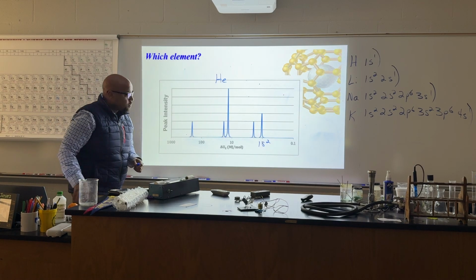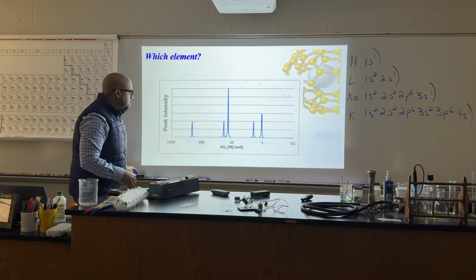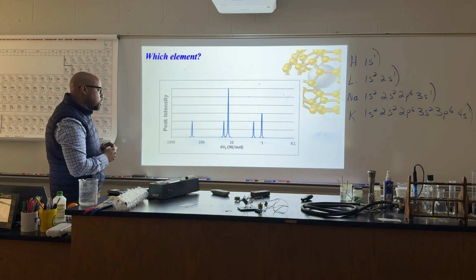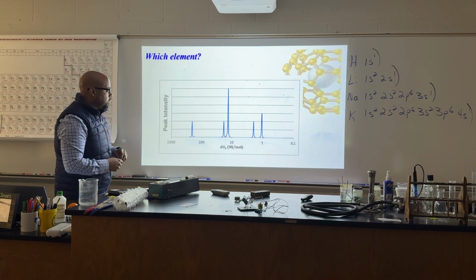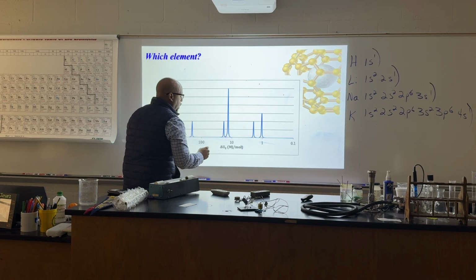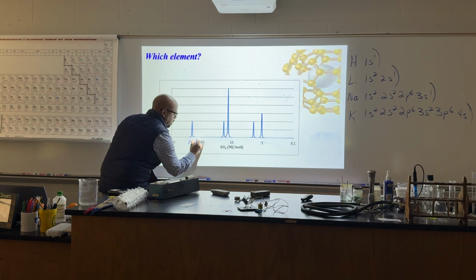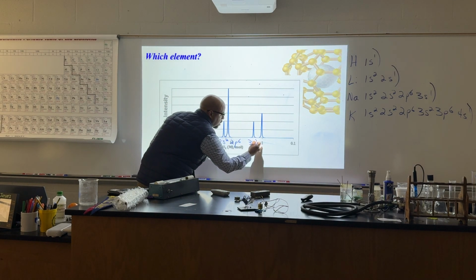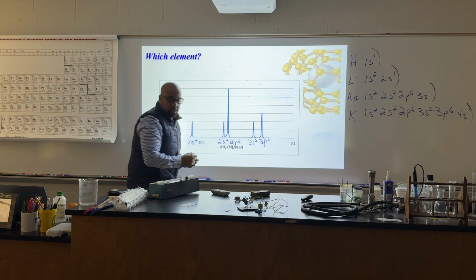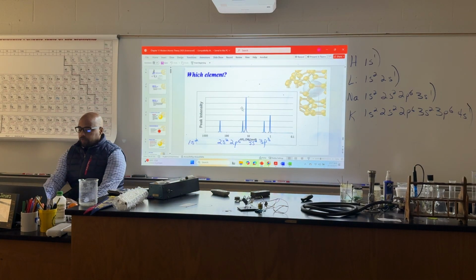For the next one, let's see what we got right here. This one's gonna end up being what? Phosphorus. Because once again, this would be 1s2, 2s2, 2p6, 3s2, 3p3 in this case. Here we go. Let me explain what you're going to have as far as your homework for tonight.